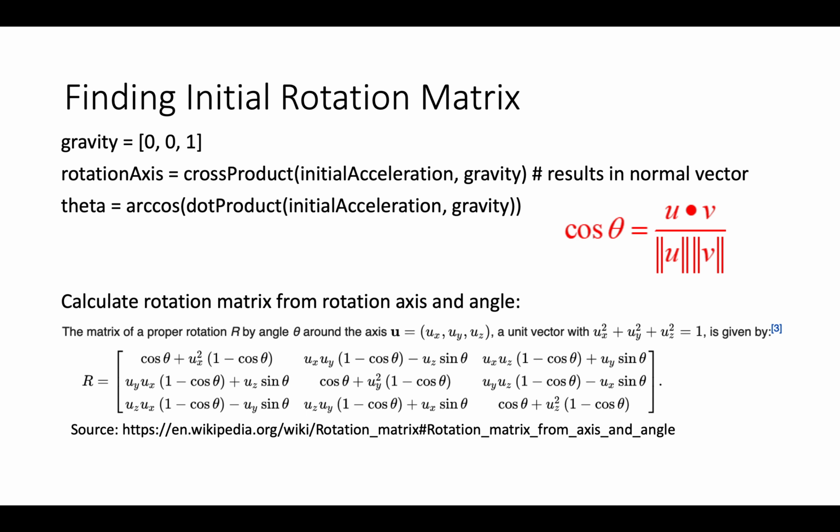Here is some pseudocode showing the process. The normal vector is just the cross product of initial acceleration and the gravity vector. And the angle of rotation can also be found using the formula on the right, which is just the angle between these two vectors. Then we can calculate the rotation matrix from the rotation axis and the angle using the equation below.